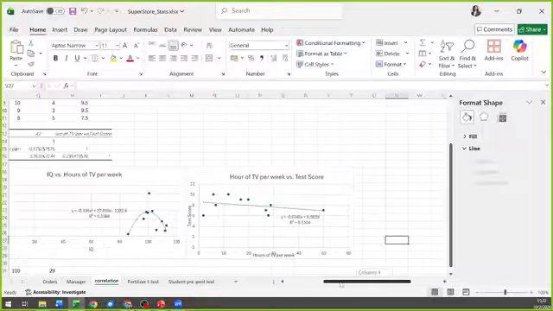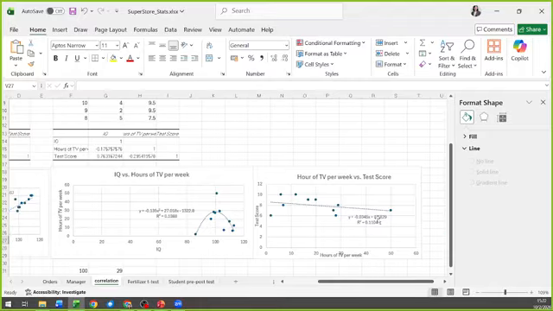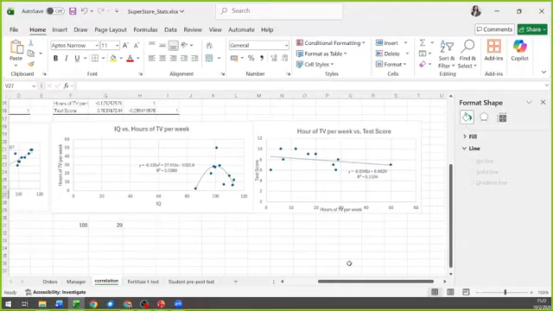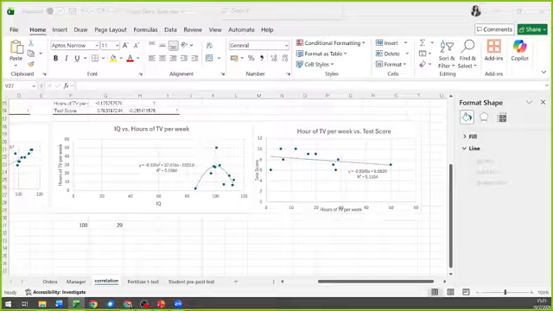Okay, so let's do it like this. If anyone is with me, just type 4.